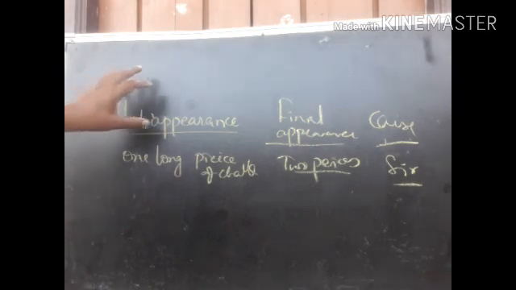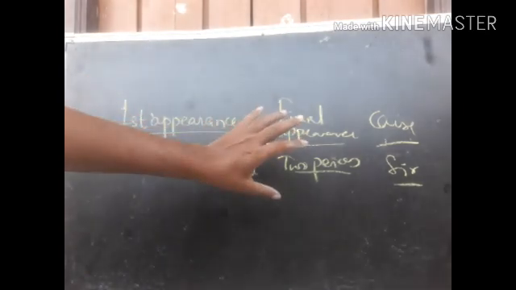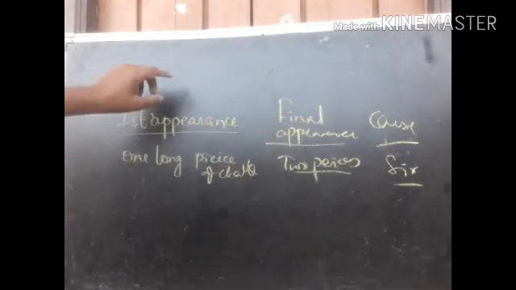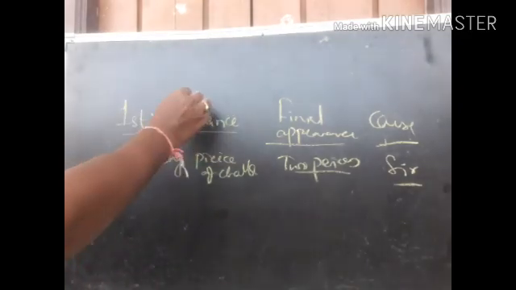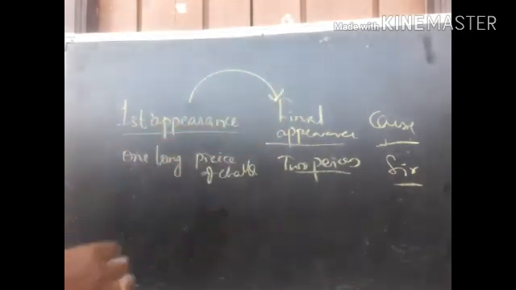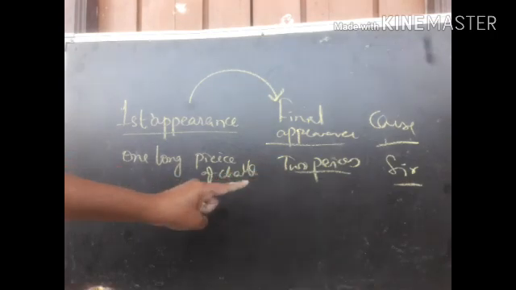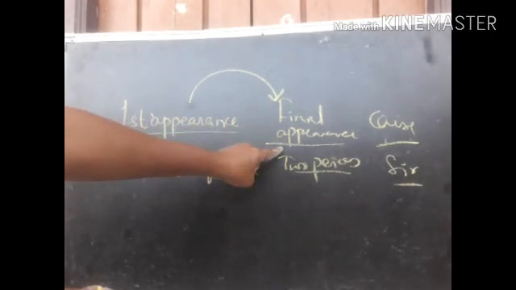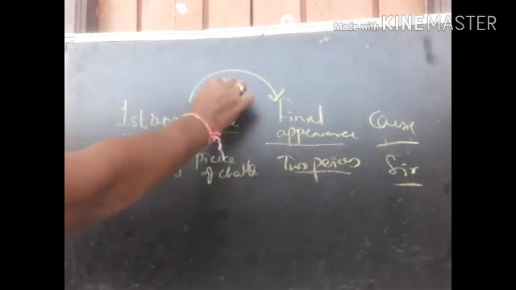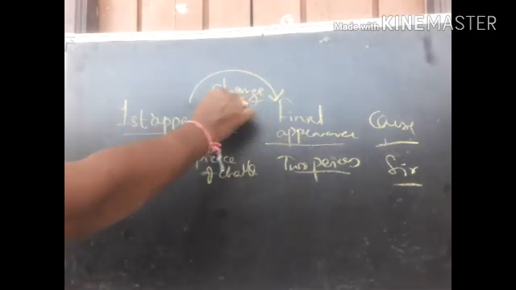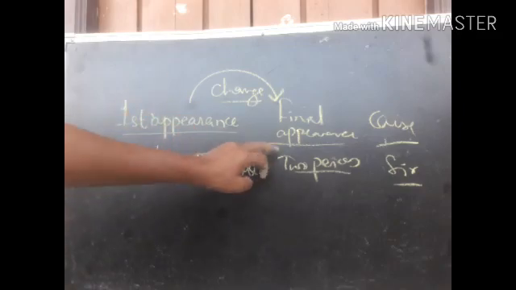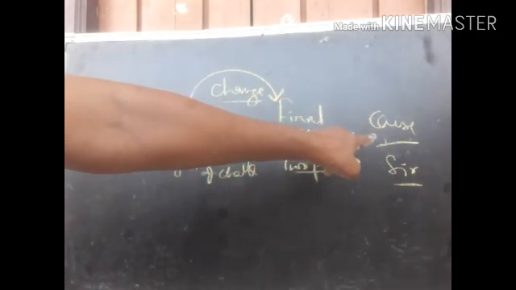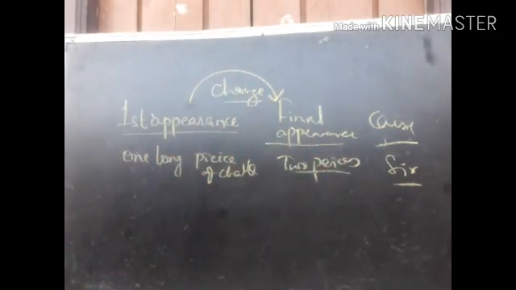Means, if you want to say that anything has changed, then definitely there should be a difference. There should be a difference between the first appearance and the final appearance. There must be a difference between first appearance and final appearance, then only can we say it is a change. And remember one thing, every change has one cause.